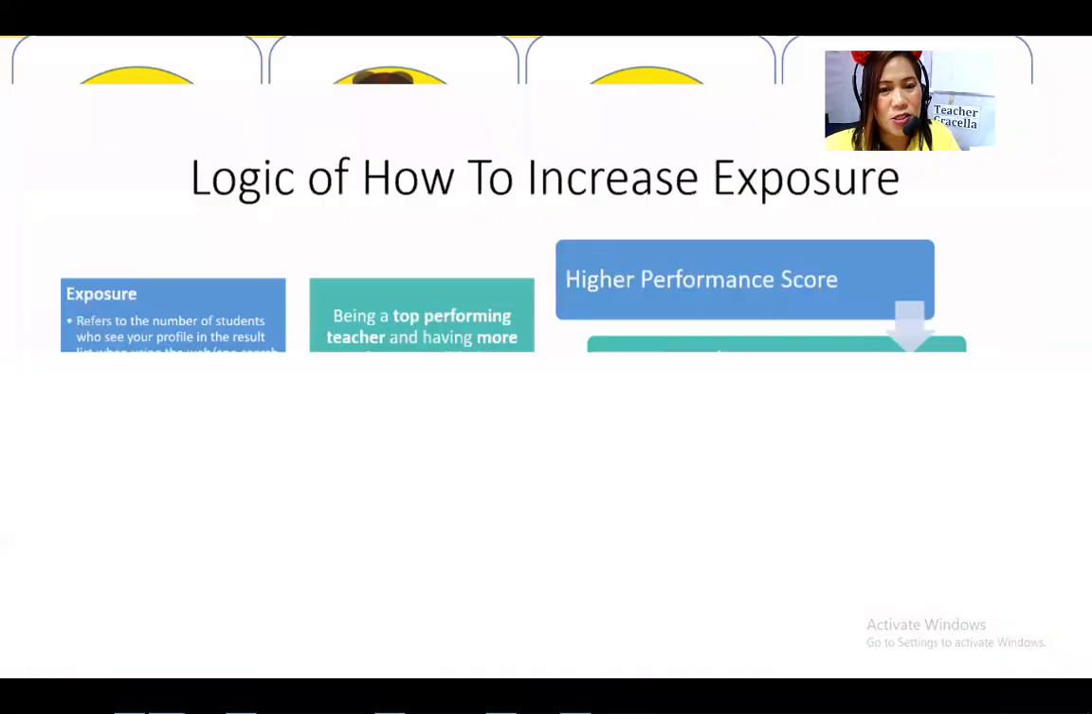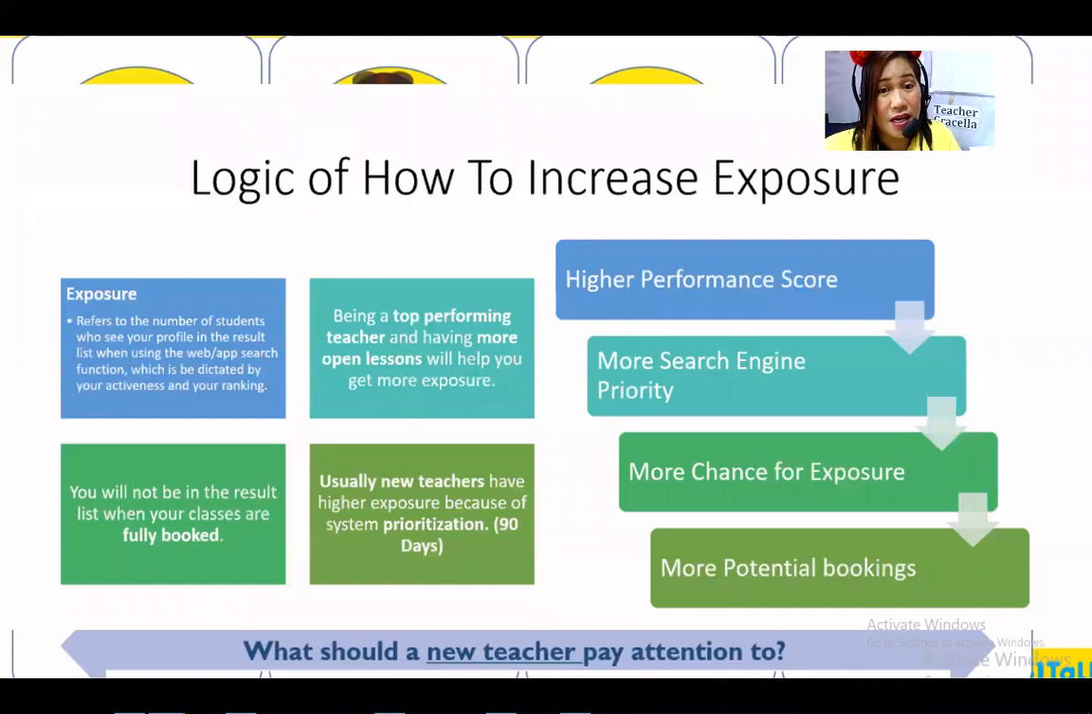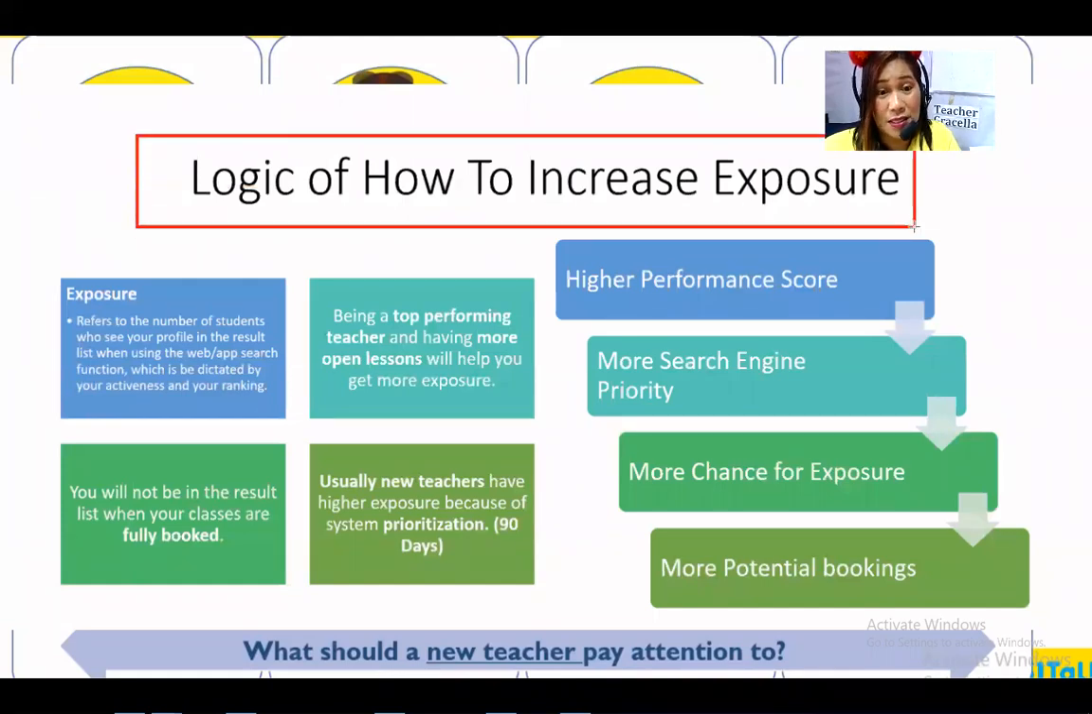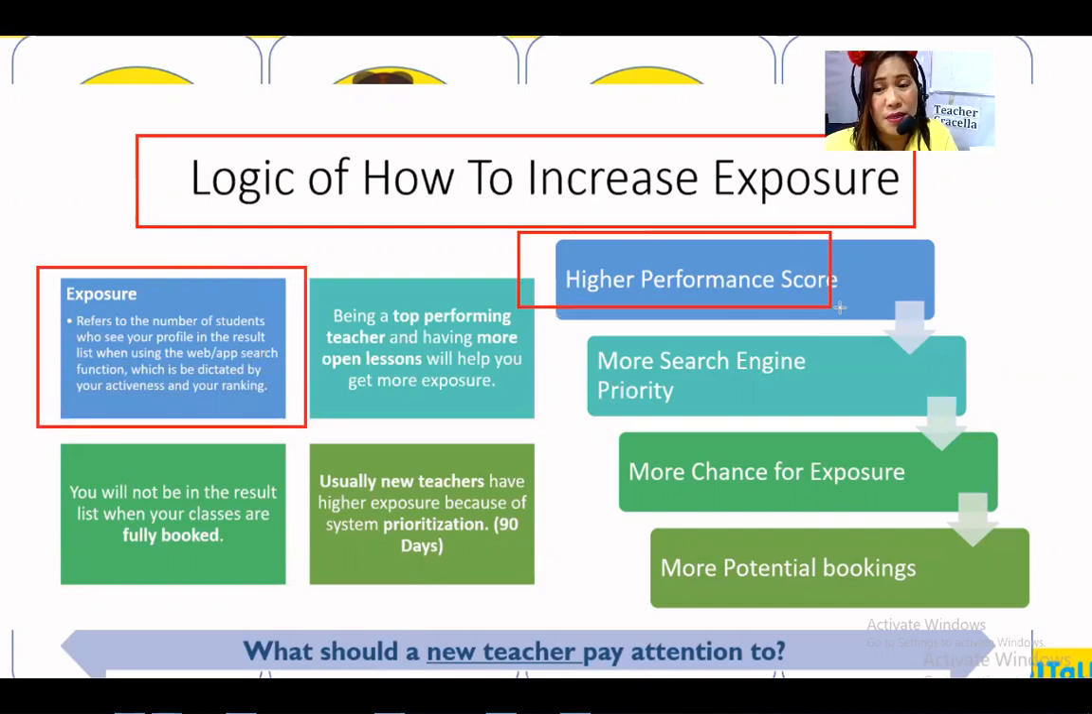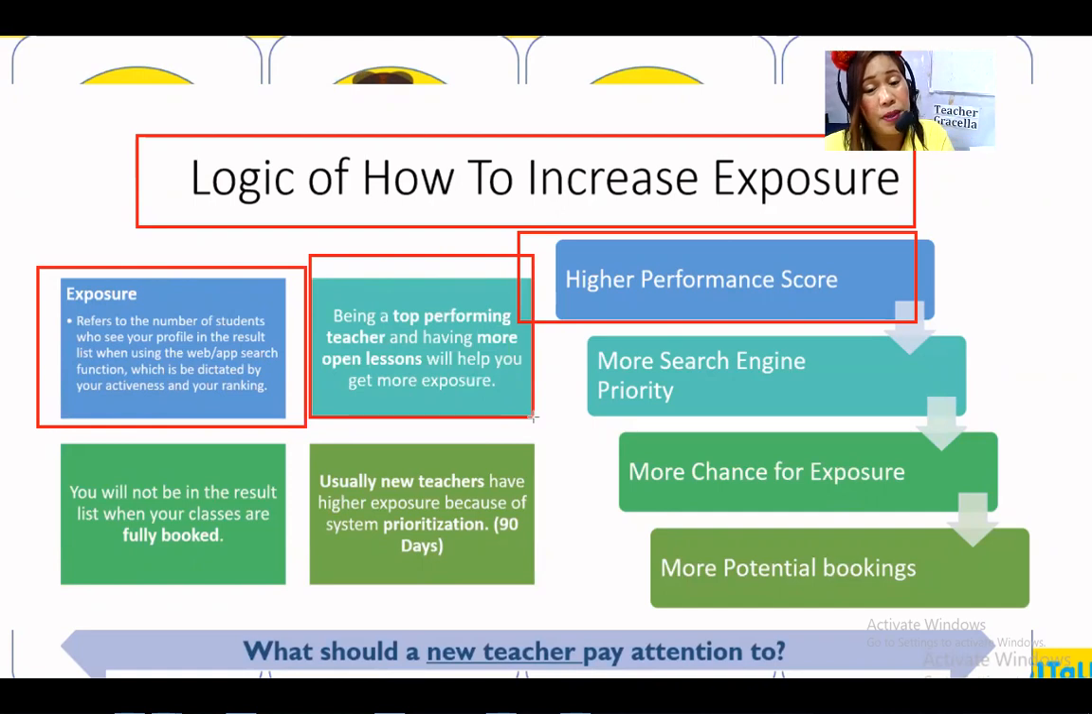All right. Next one. This is the logic of how to increase exposure. What do you mean by exposure? That's high performance score. It refers to the number of students who see your profile in the result list when using the web app search function, which is dictated by your activeness and your ranking. Next up, being a top performing teacher and having more open lessons will help you get more exposure.